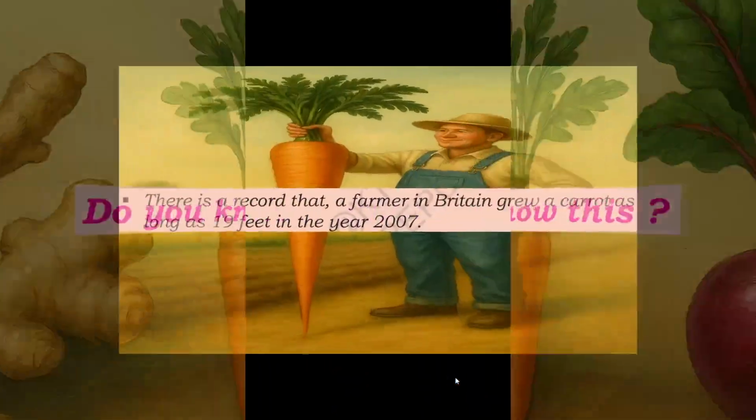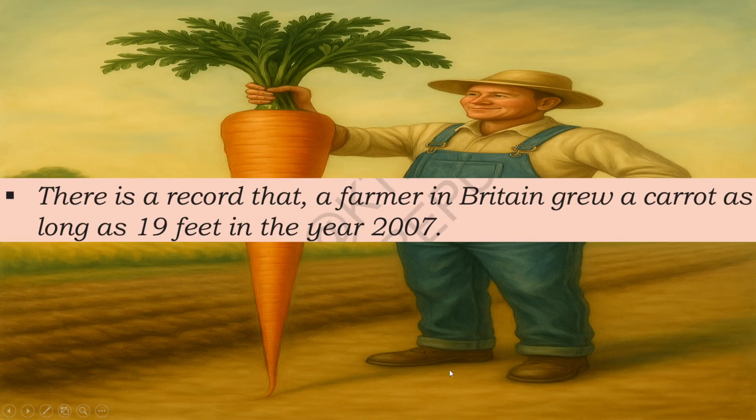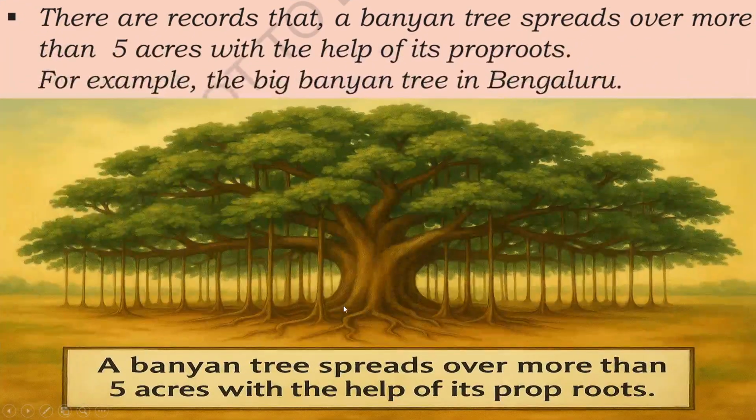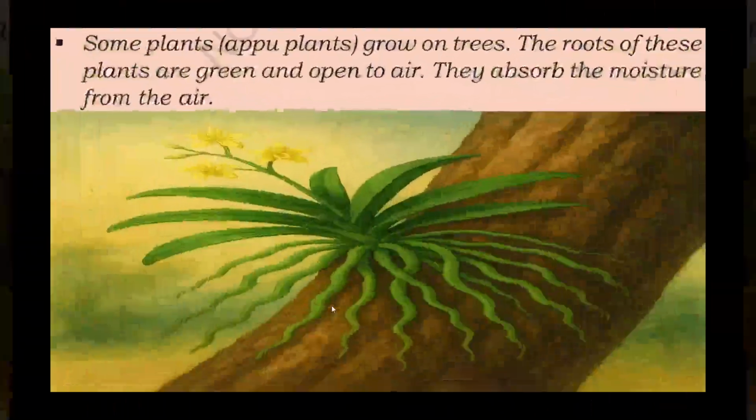Do you know this? There is a record that a farmer in Britain grew a carrot as long as 19 feet in the year 2007. The roots of a plant, grass family, grow to 600 km. This is the distance from Bengaluru to Kalaburgi. There are records that the banyan tree spreads over more than 5 acres with the help of its prop roots. For example, the big banyan tree in Bengaluru.